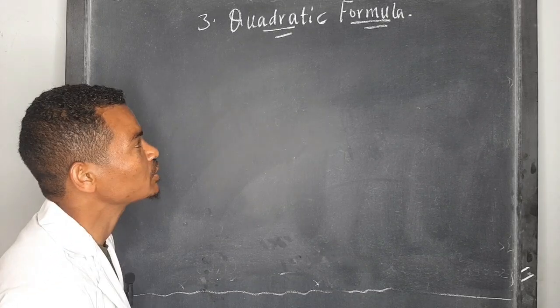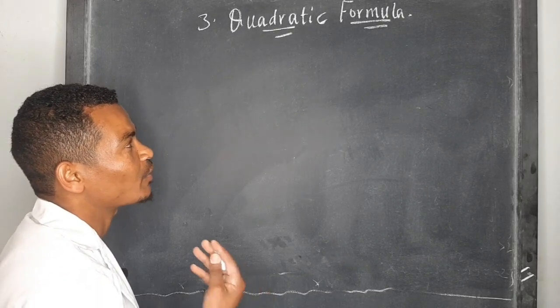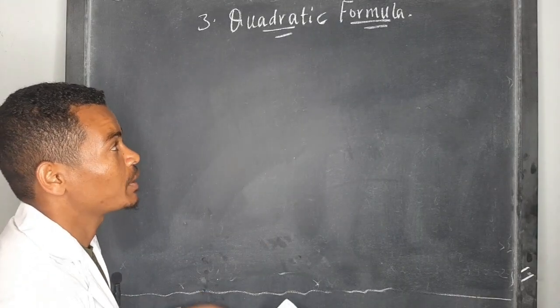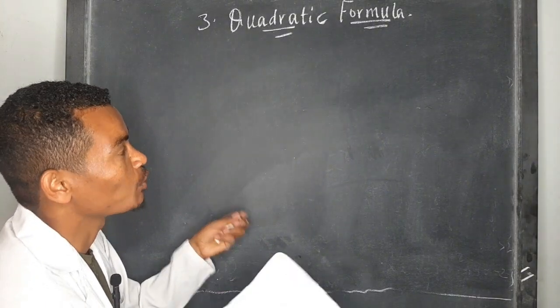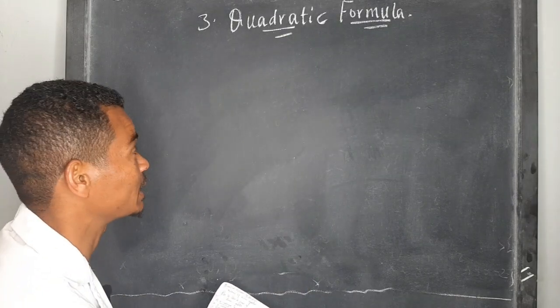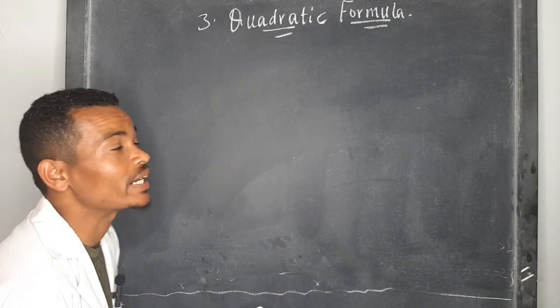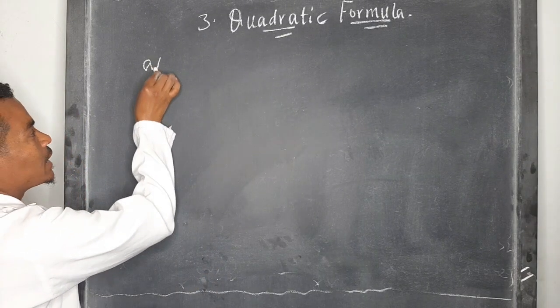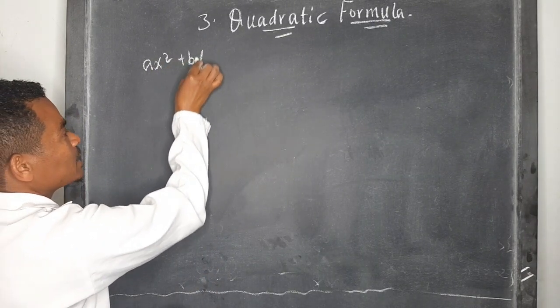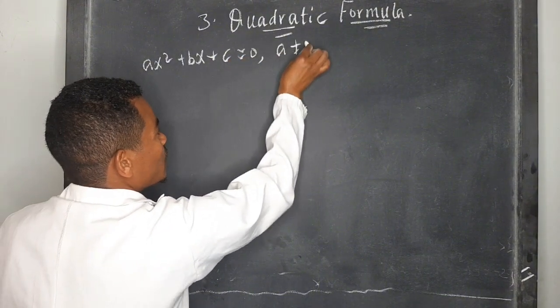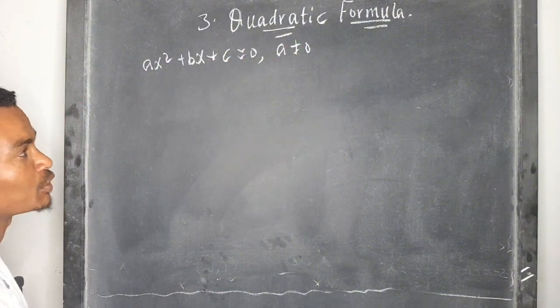Okay, the third method for solving quadratic equations is called the quadratic formula. In the last video we have seen how to solve quadratic equations by using the completing square method and the factorization method. The third one is the quadratic formula. So for any quadratic equation ax square plus bx plus c is equal to 0, where a is different from 0 and a, b, c are elements of real numbers.